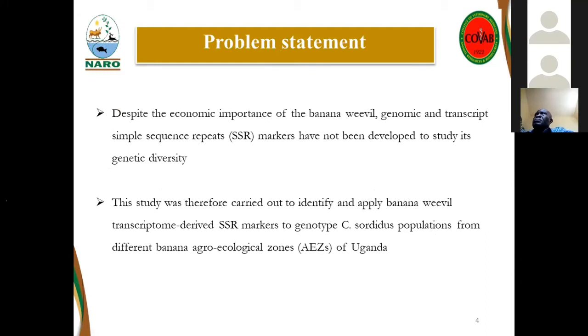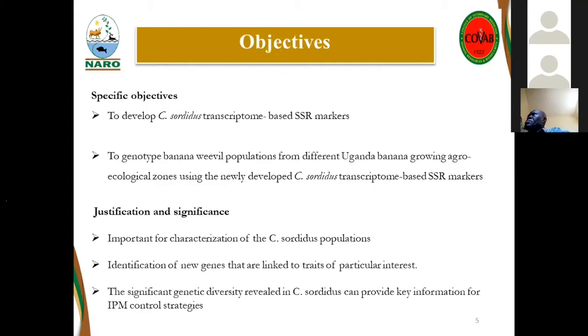So I realized that we didn't have SSR markers. Yes, sir. Actually, genotype. It's mine. Yes. Time. You may need to conclude, please.